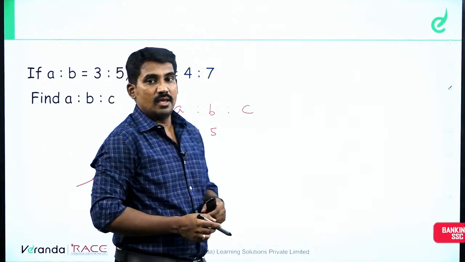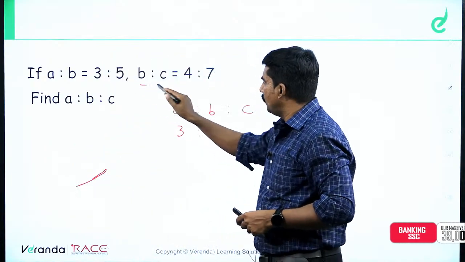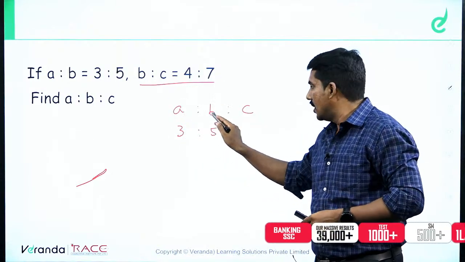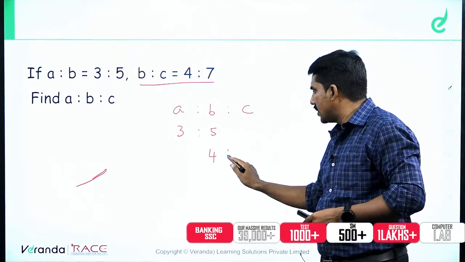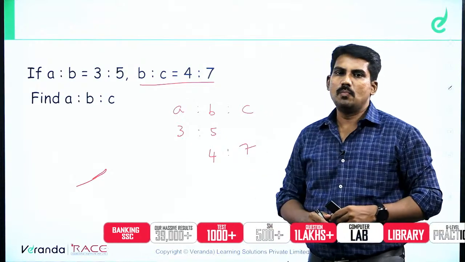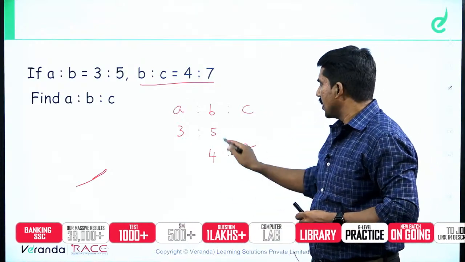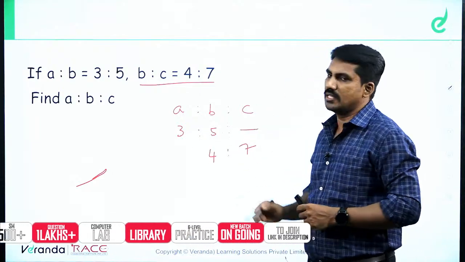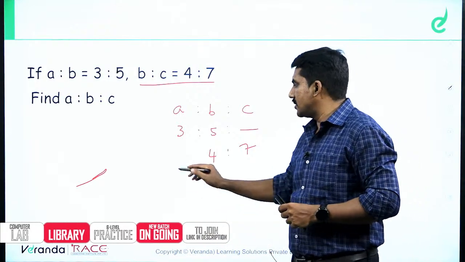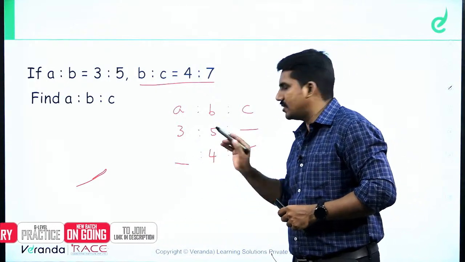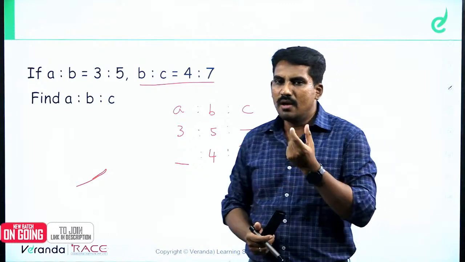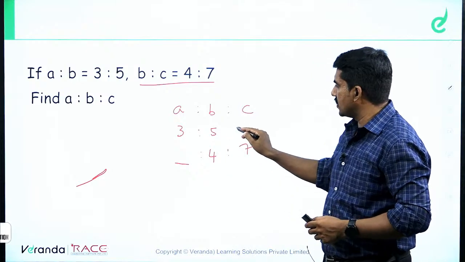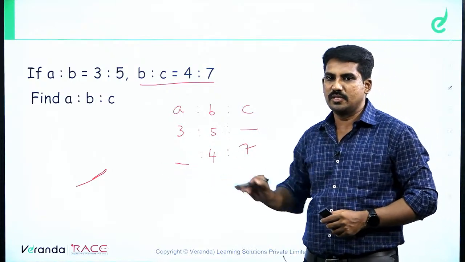Now, next data they have given, BC 4 is to 7. Exactly on the second line, for BC, we have to write B as 4 units, C as 7 units. B 4, C 7, write like this. Now, in the first line, 3 is to 5 is to, C is missing. In the second line, A data is not there. First line AB, second line BC, we have to take in this format. In the first line, C is missing, in the second line, A is missing.